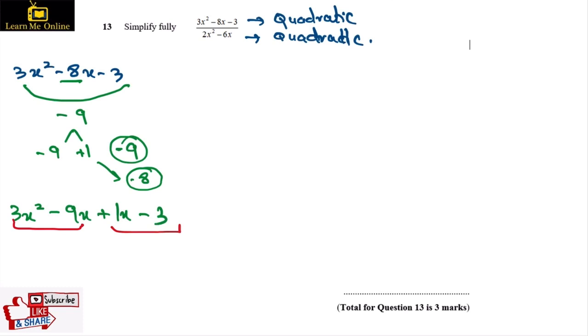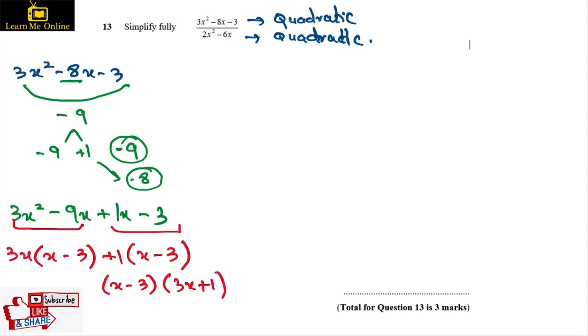And do the factorization. So the factorization is 3x and you get x minus 3 inside the bracket. From here you get x plus 1 here and x minus 3 inside the bracket. The two brackets you get from here would be x minus 3 and 3x plus 1. So this is the factorization of the numerator. Now we're going to factorize the denominator.